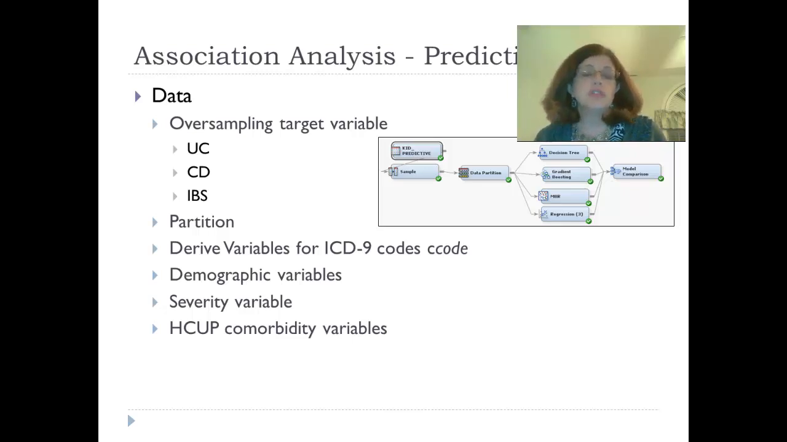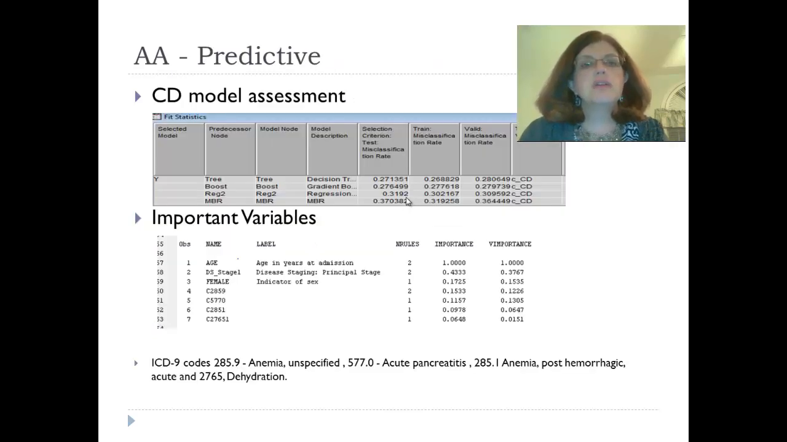We modeled 3 different targets: UC, CD, and IBS. In each case, we partitioned the data, and we had 4 different models that we tried. Here we see the decision tree, gradient boosting, MBR, which is nearest neighbor implementation, and logistic regression. We used stratified sampling so that we would have equal percentages of target variable yes and no. So we would have data for UC patients and those who did not have UC in order to perform the predictive modeling. Here's the model assessment or comparison for the Crohn's disease.